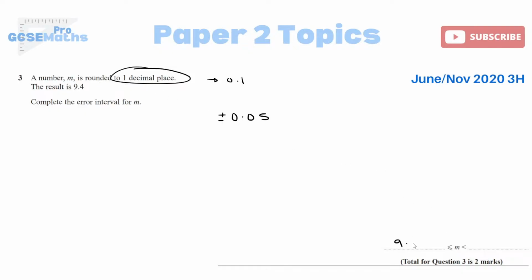So we should have 9.35 because that's a little bit less, isn't it? That would round up to 9.4. And then the biggest would be 9.45, because not literally 9.45, but anything slightly less than that would round down still, wouldn't it? So those would be your 2 marks. You get 1 mark for each number, and it has to be in the correct order. So the smallest one is always on the left.